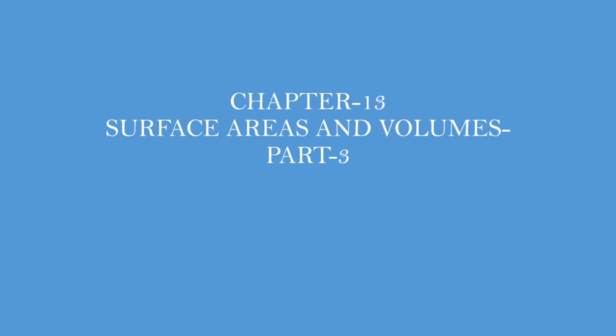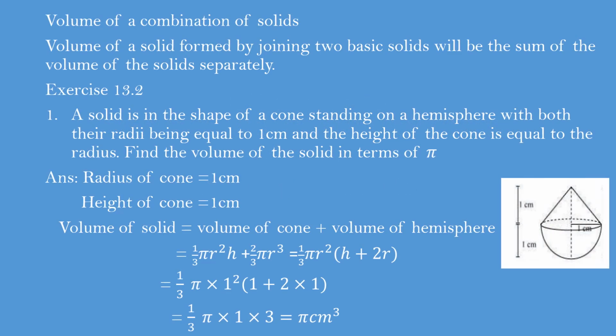Good morning, children. Today, in Surface Areas and Volumes Part 3, we are going to study volume of combinations of solids. Volume of a combination of solids. Volume of a solid formed by joining two basic solid shapes will be the sum of the volume of the solids separately. Let us start with exercise 13.2 from our textbook.